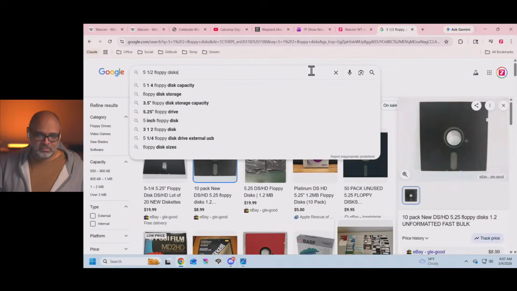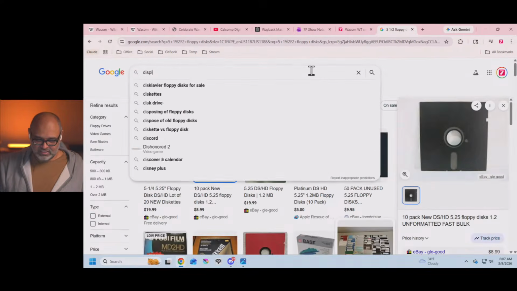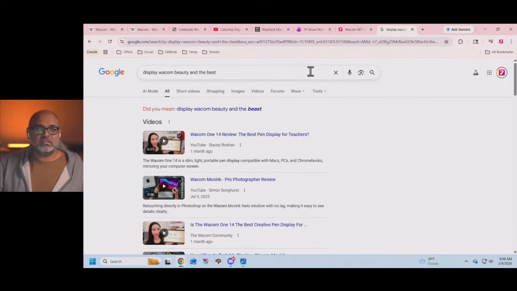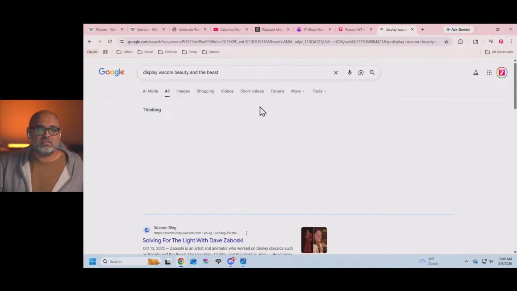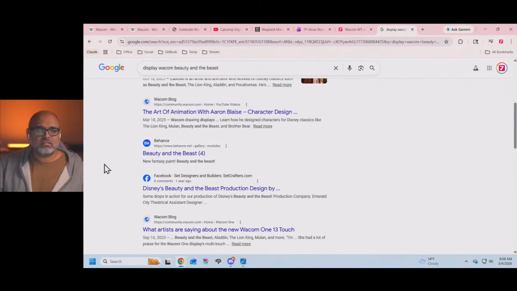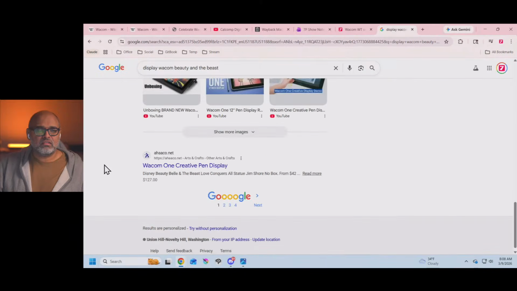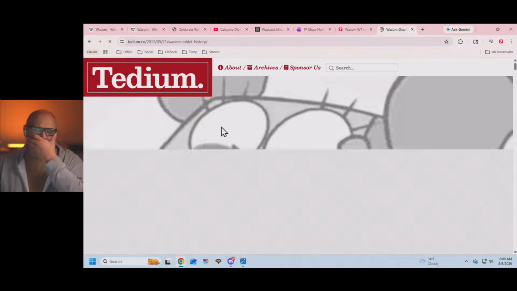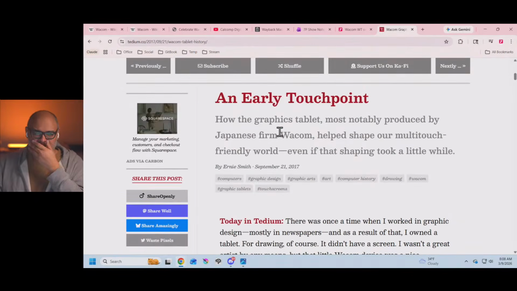Let's see if we can find it out. Let's see. Disney, Wacom, Beauty and the Beast. Oh, Beauty and the Beast. There's gotta be... There's an article here for Wacom history.